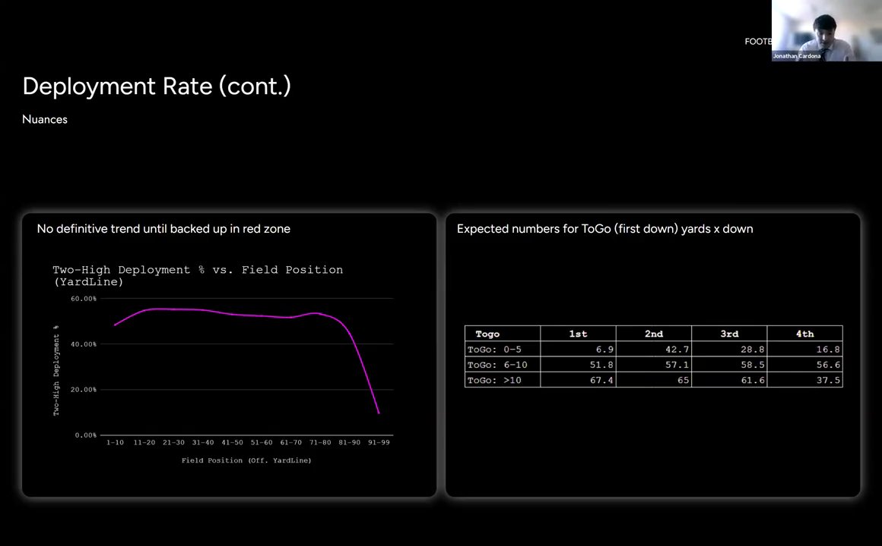So as yards to go increase, especially on the early downs, two-high deployment rises. But these are refinements, and they help with situational decision-making, but they're not as predictive as down and distance or the spread of receivers or the formation that the offense comes out of.